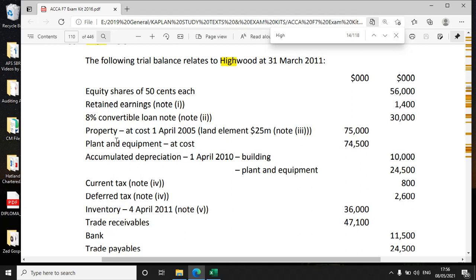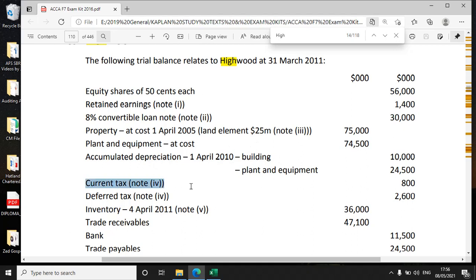We have got the issue of property, and the property is given as land and buildings. The element of land is 25 million initially, and that should not be depreciated, but as we shall see, there is going to be a revaluation. You need to know how to deal with revaluations. Plant and equipment has been given as that number, and the respective depreciation has been given.